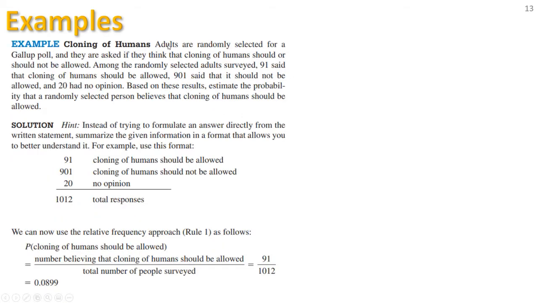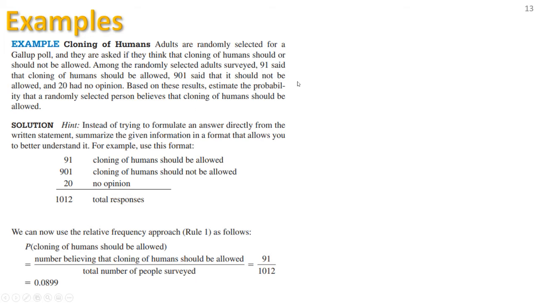In this example, we're told that adults are randomly selected for a Gallup poll, and they are asked if they think that cloning of humans should or should not be allowed. Among the randomly selected adults surveyed, 91 said that cloning of humans should be allowed, 901 said that it should not be allowed, and 20 had no opinion. Based on these results, estimate the probability that a randomly selected person believes that cloning of humans should be allowed.